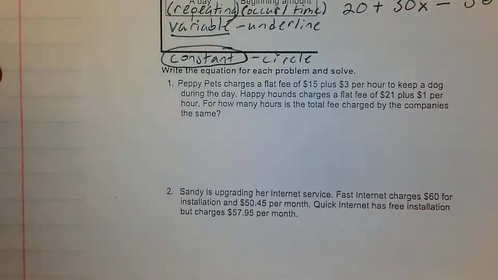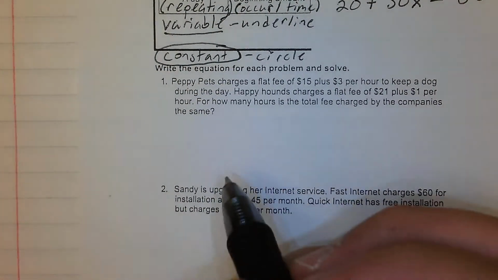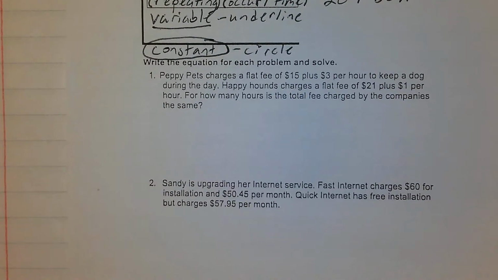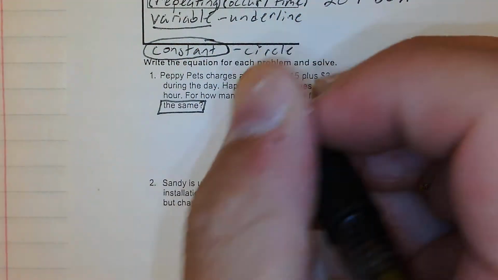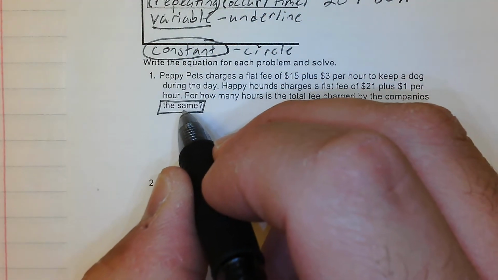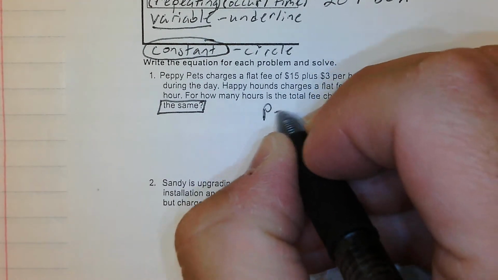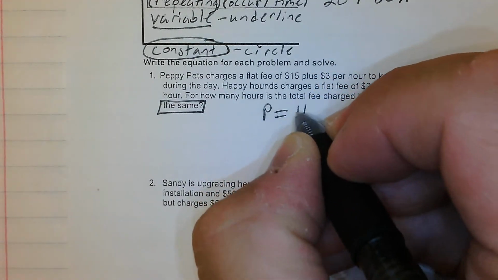Write the equation for each problem and solve. So number 1, we have Peppy Pets charges a flat fee of $15 plus $3 per hour to keep a dog during the day. Happy Hounds charges a flat fee of $21 plus $1 per hour. For how many hours is the total fee charged by the companies the same? So again, we are trying to figure out when the total for Peppy Pets is the same as Happy Hounds. So we're trying to figure out when Peppy Pets is equal to Happy Hounds.